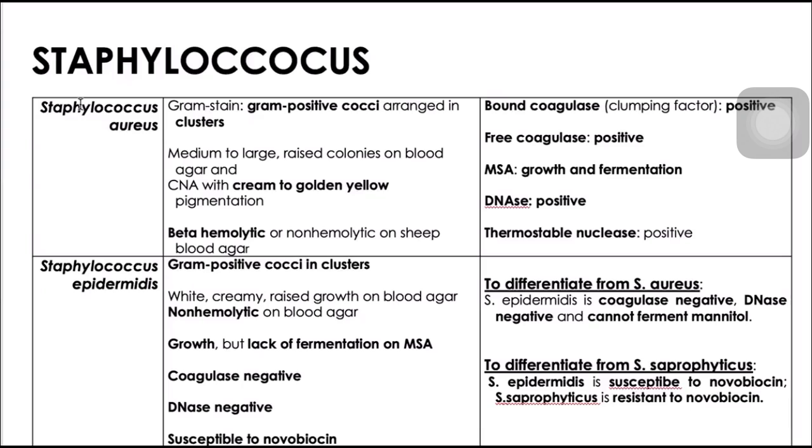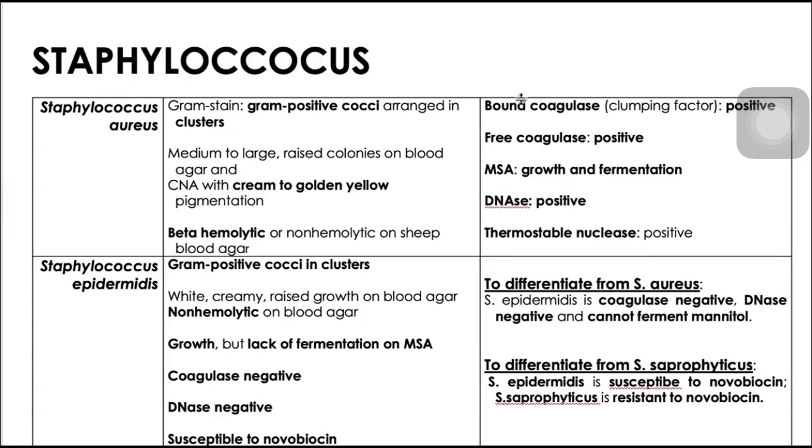Staphylococcus species are generally described in colonies as having pinhead colonies. Most important to take note of is your Staphylococcus aureus. Staphylococcus aureus is a gram-positive cocci arranged in clusters, as a general characteristic of your Staphylococcus. They are medium to large raised colonies on blood agar with cream to golden yellow pigmentation. They can be beta hemolytic or non-hemolytic. But more importantly here, they exhibit beta hemolysis.